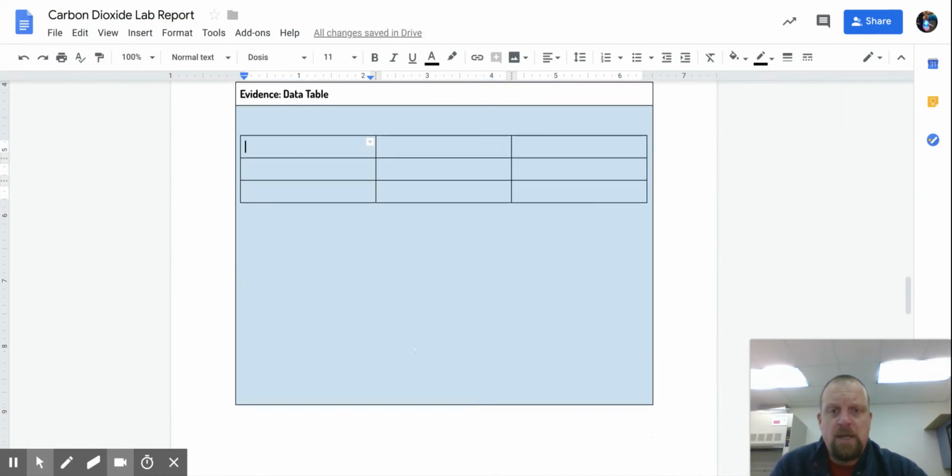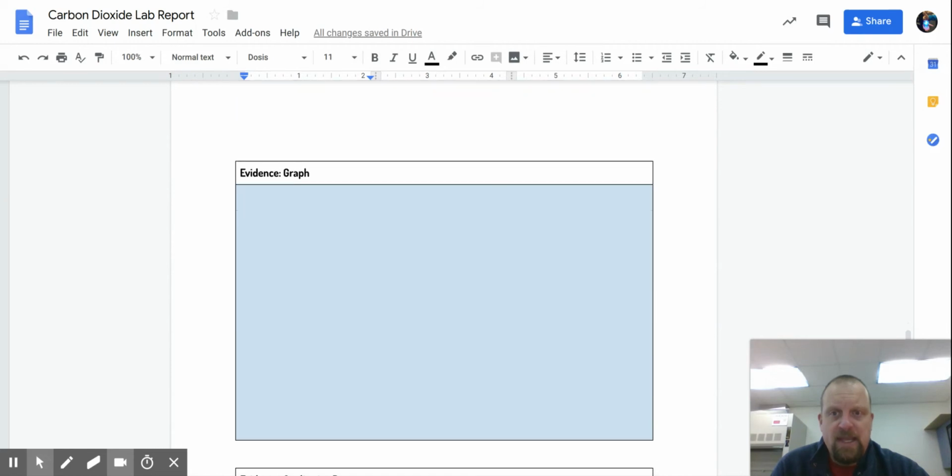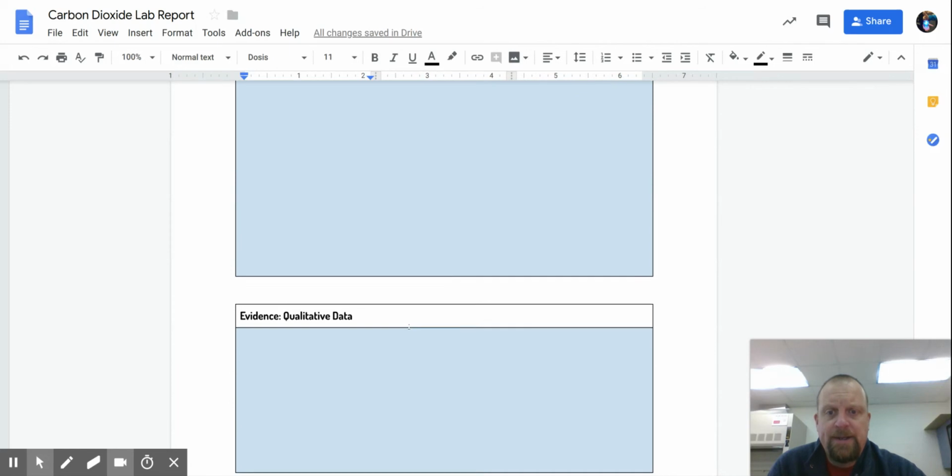and then you'll be able to put your table in just like that. The next section would be your graph, and in Google Classroom, with this assignment, I have attached just a short tutorial to help you with your graphing. So take a look at that, and that'll help you out.